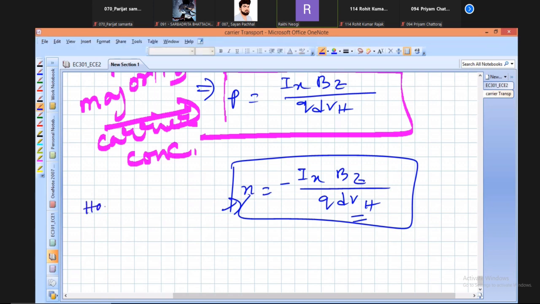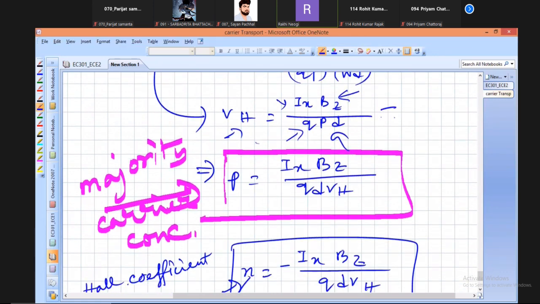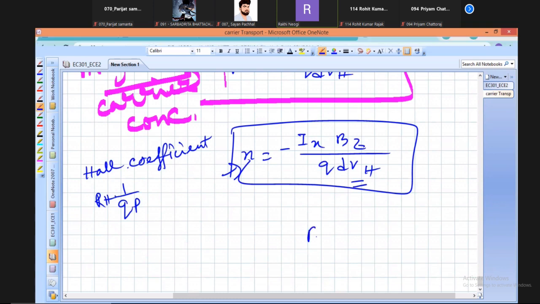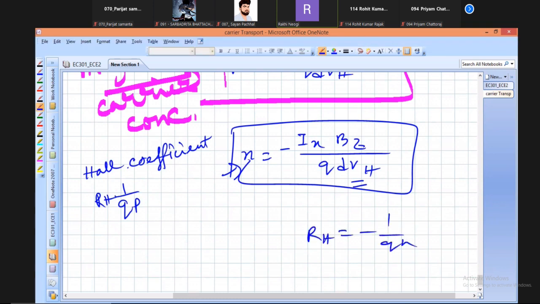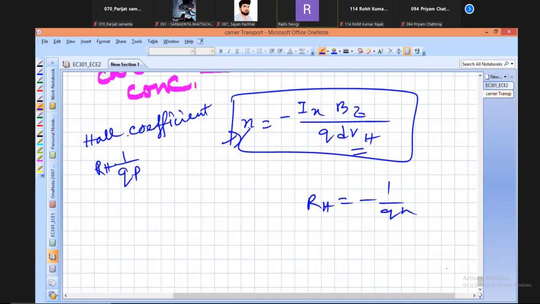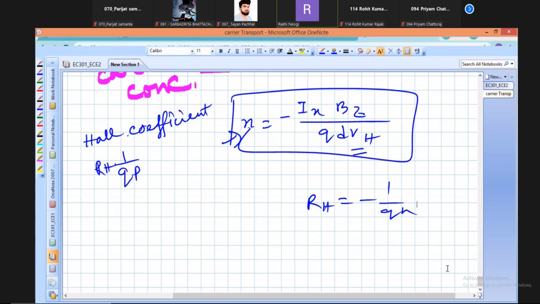I wanted to inform you of one point here. Sometimes the question comes, what is the Hall coefficient? The Hall coefficient, 1 by QP, is normally denoted by RH. So here you can write this expression: VH is equal to Ix Vz RH by D. 1 by QP is RH, and this is for p-type, okay? For n-type, this RH will be minus 1 by QN. So now it is very clear that by using this expression, we have been able to decide what will be the majority carrier concentration.